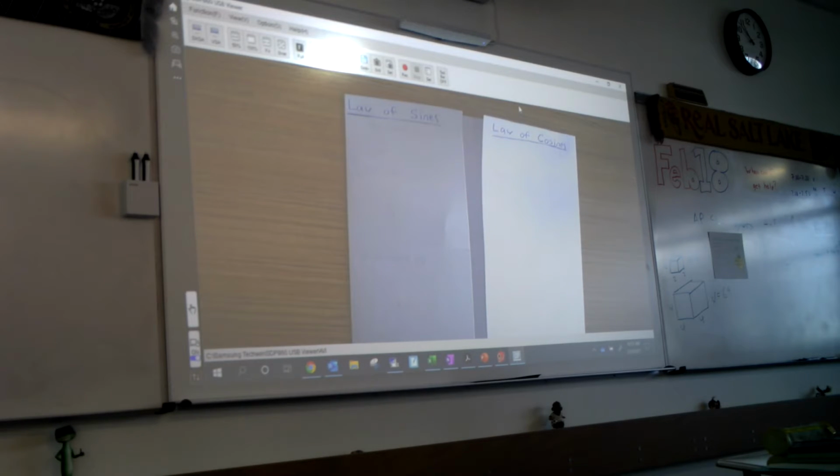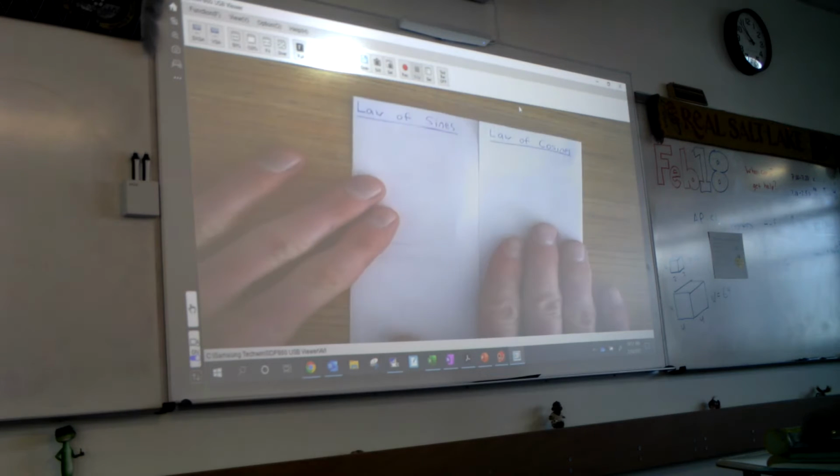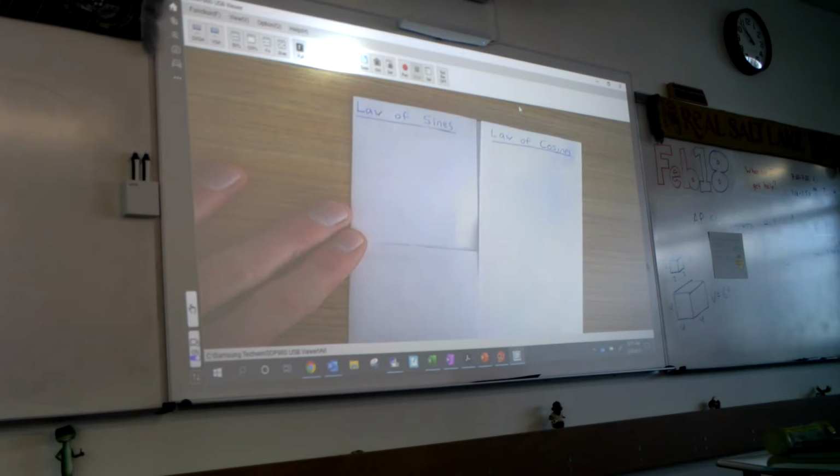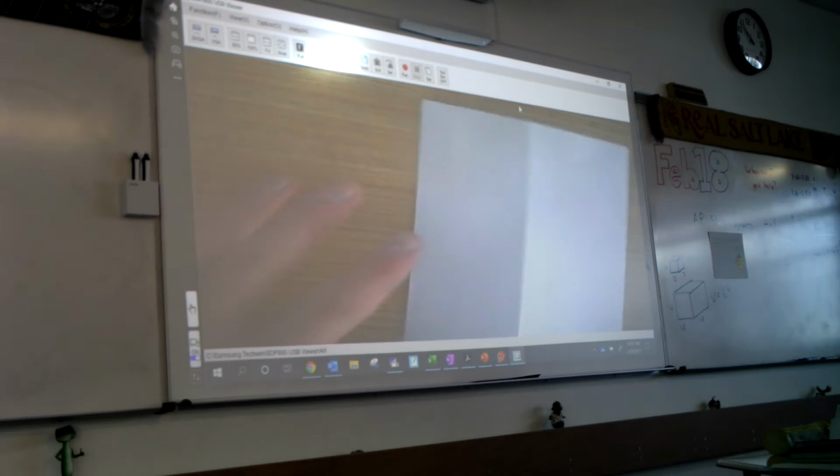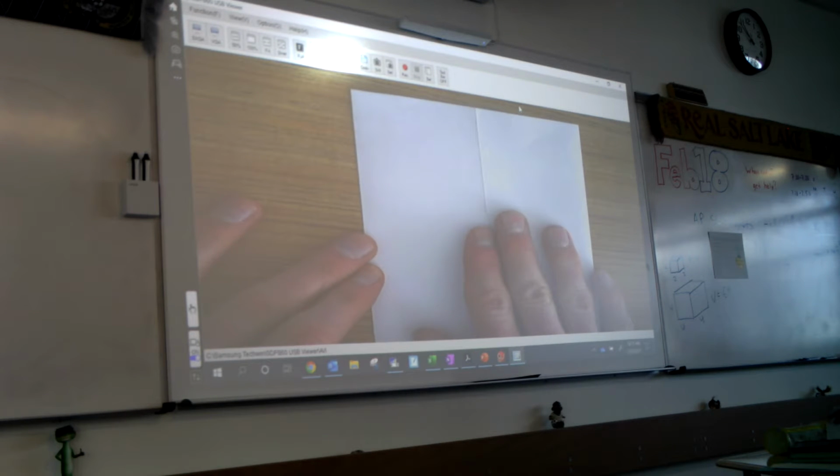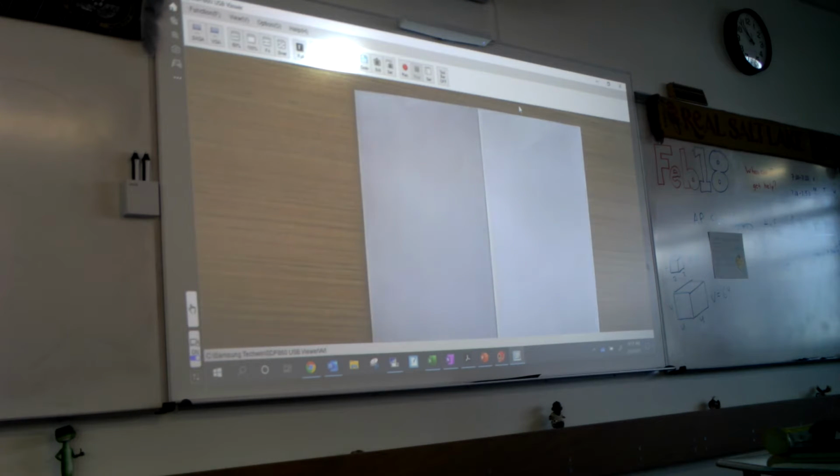Alright guys, so today we're going to review law of sines, law of cosines, and how to know when to use one versus using the other. We've got this little study thing that we've made, and this is on Canvas. If you want to print one off, you can do that. I want you to flip it over, and let's start by reviewing the law of sines.